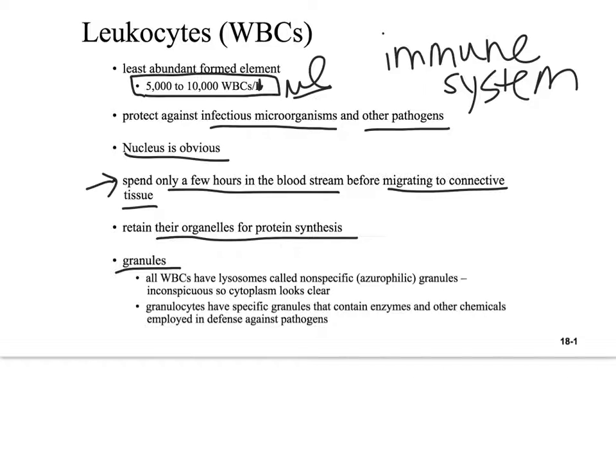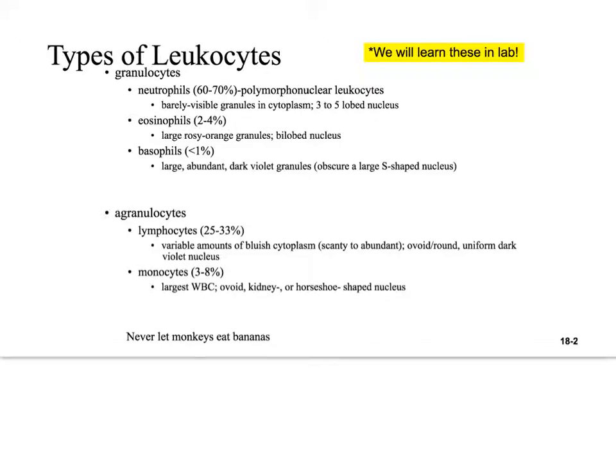All white blood cells have lysosomes, which are nonspecific granules, so azurophilic. So they look clear, but there is a specific type of white blood cell called granulocytes that don't look clear. You can really see them when you have a stained slide. Now the types of these, and we'll look at them in lab too.